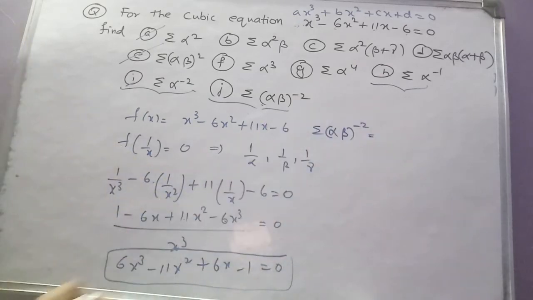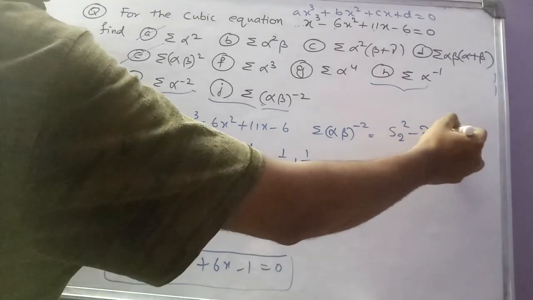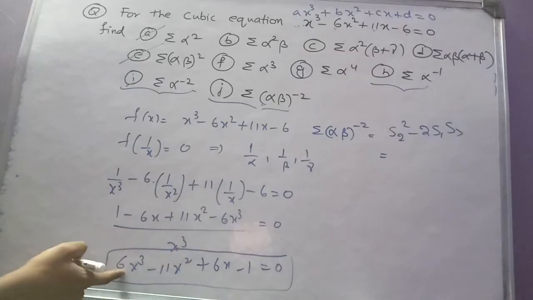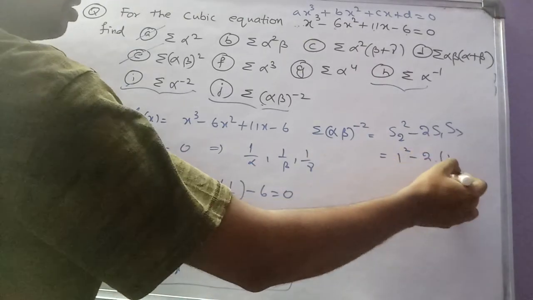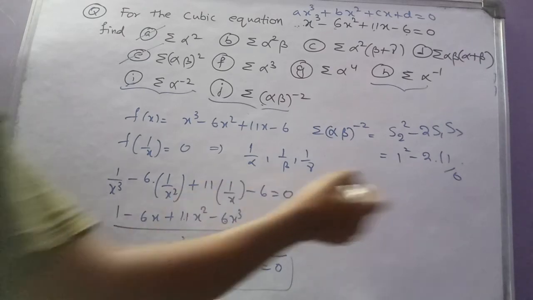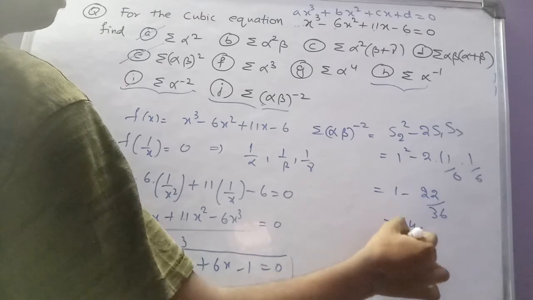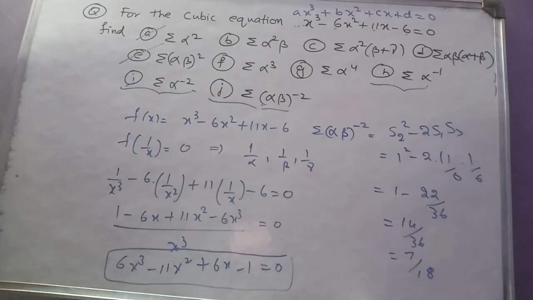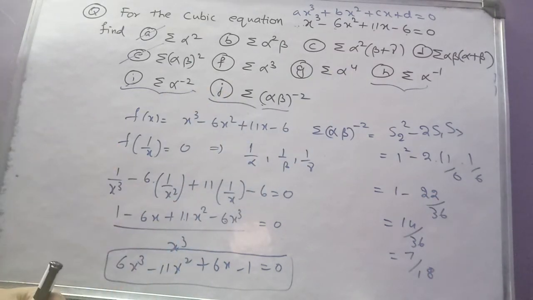I can use the formula for sigma alpha beta square in this case. So what is the formula that we have derived for sigma alpha beta square? It is s2 square minus 2s1 s3. So s2 square is c by a, that means 1 square, minus 2 into s1, which is minus b by a, which is 11 by 6, and s3 is minus d by a, which is 1 by 6. So it is 1 minus 22 by 36, or 14 by 36, which is 7 by 18. You can also find the last three by taking the reciprocal equation. That's up to you, right?